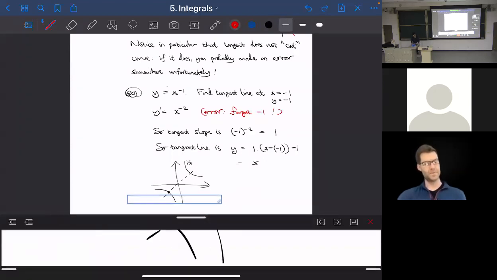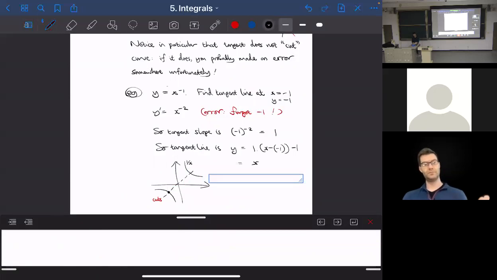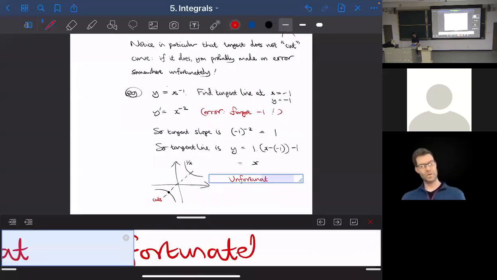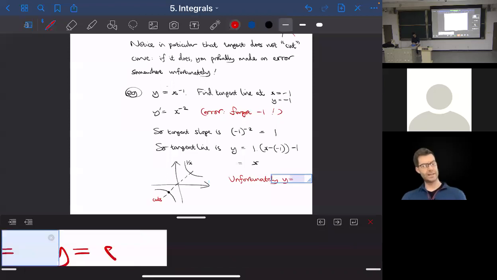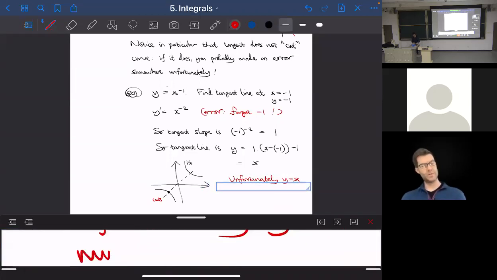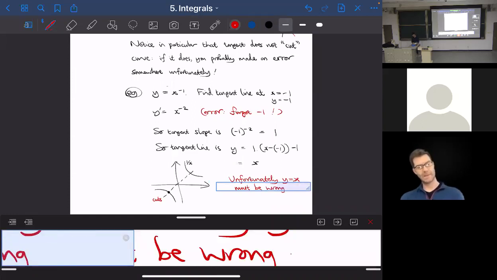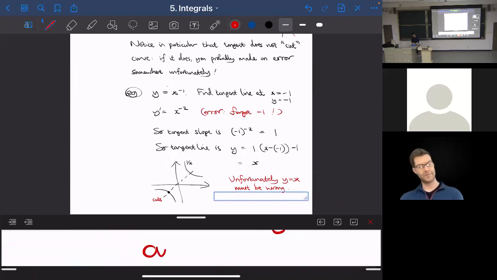Okay, but this is cutting the curve. So unfortunately, y equals x must be wrong because it cuts the curve.